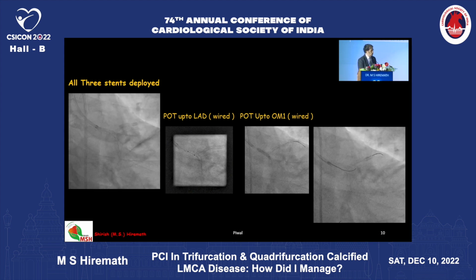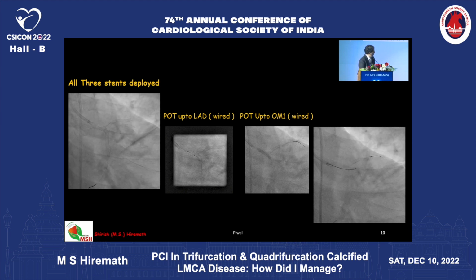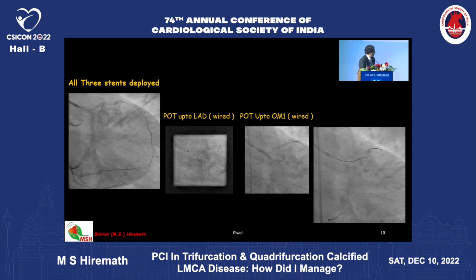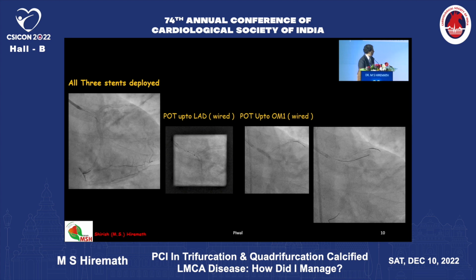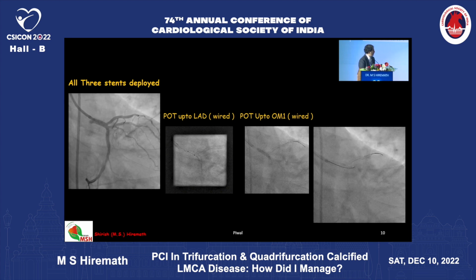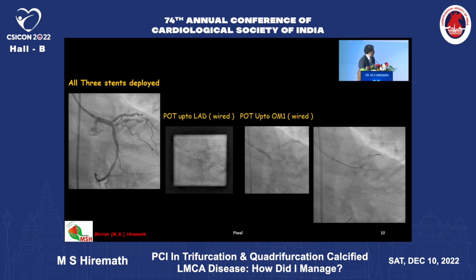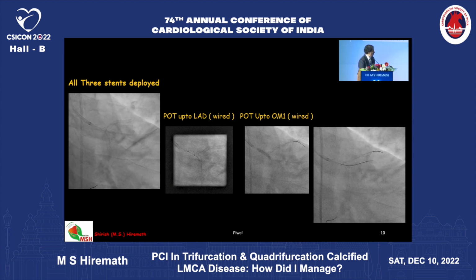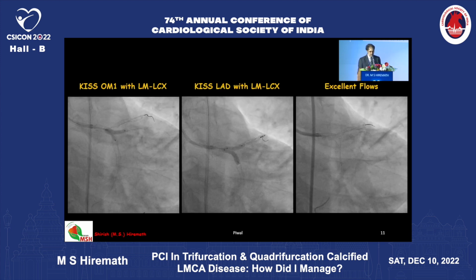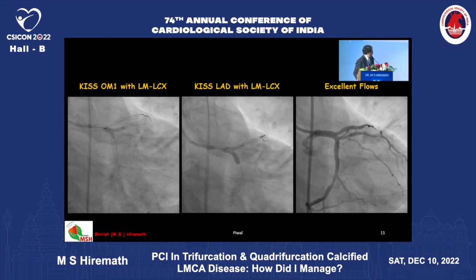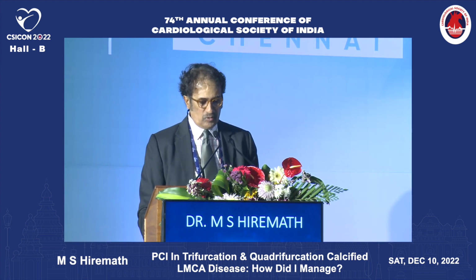So at this stage, you do POT up to LAD, wire the LAD, then do POT up to the OM1, wire the OM1. So you see on the left side, all the three wires are in again. This was the wire on which the left main stent is going, the circumflex, and then LAD and OM1 wires are brought in. So we do a kiss between the branches. It's going to be a disaster.